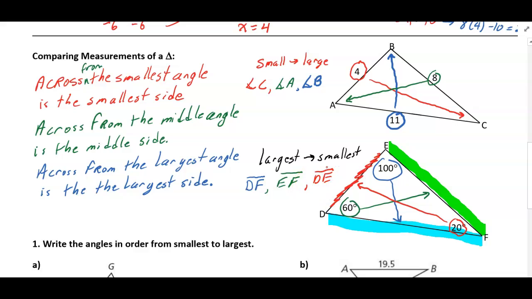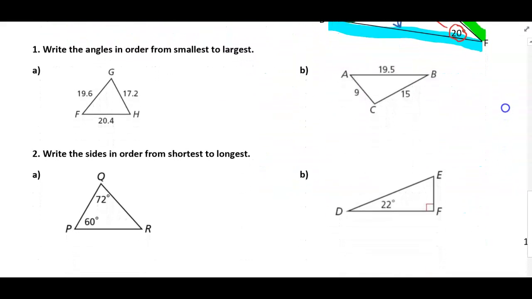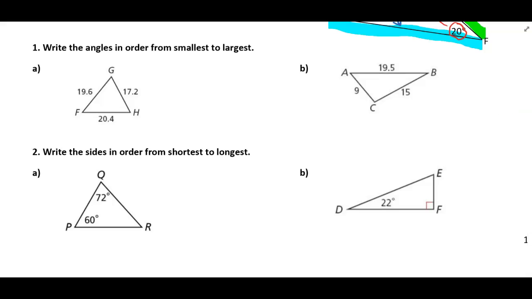So one of the learning targets today was to talk about across from the smallest angle is the smallest side, across from the middle angle is the middle side, across from the largest angle is the largest side. What I'd like you to do is try problems 1 and 2, and when you are done with those, come back to the video and we will discuss them.